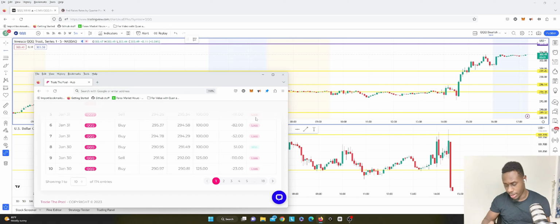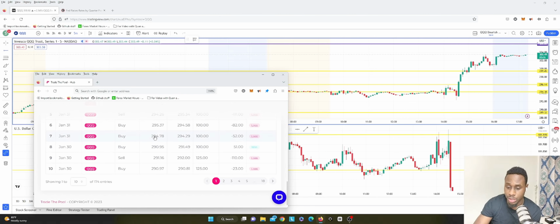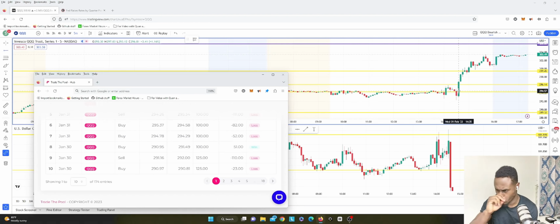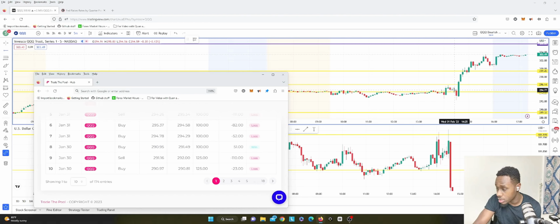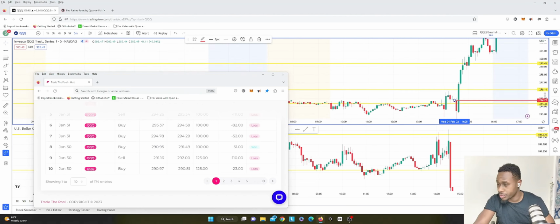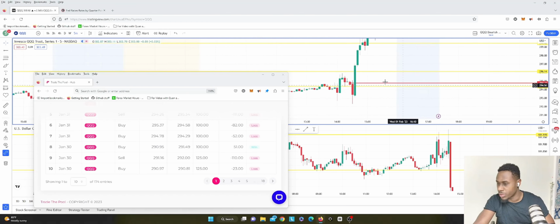So I entered at 29478. It is showing here, it's just wrong there. But 29478, and that was on the 225 candle. 29478 on the 225 candle. It's right there. So this is where I entered.